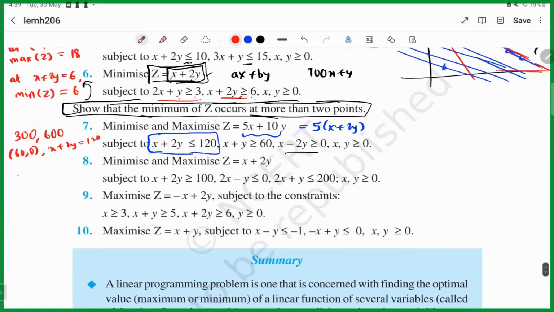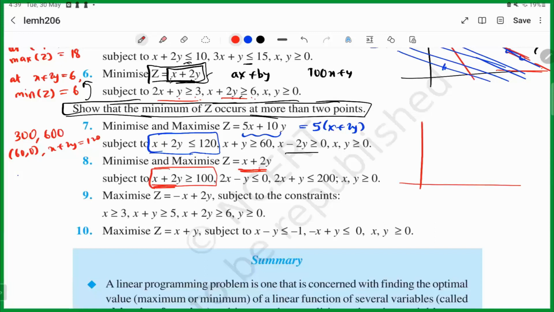Okay, now in the 8th one, we need to minimize and maximize. Once again, you can see that x plus 2y has the same slope as one of the constraints. This means that there are going to be infinite optimal points, and they're all going to lie on that line. So again, you can just notice this by looking at the objective and all the constraints.